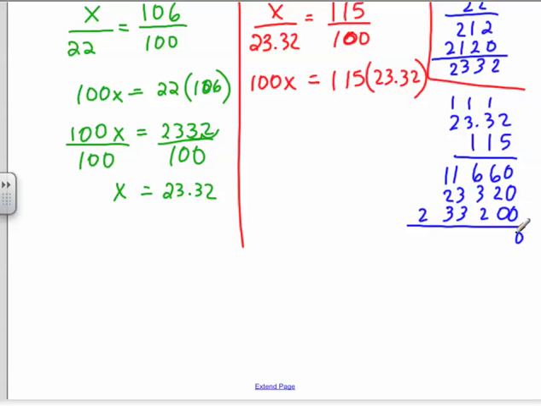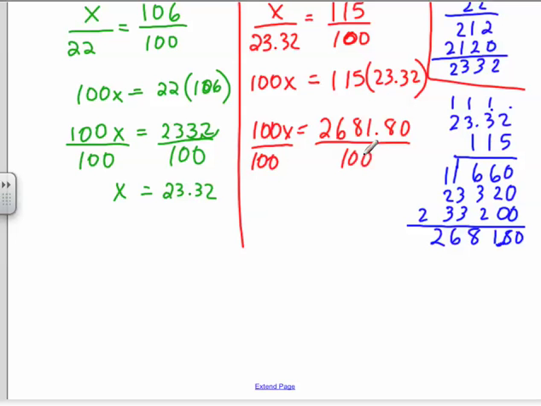Zeros. 6 and 2 is 8. 6 and 3 is 9, and 2 is 11. Carry my 1. 1 and 1 is 2, and 6 is 8. Okay. 1 and 2 is 3, and 3 is 6, and then 2. Now I've got 2 numbers up here that are behind the decimal point. So I'm going to put 2 numbers down here behind the decimal point. My screen's a little off here. So that means I get 100x is equal to 2,681.80. And then I'm going to divide by 100.